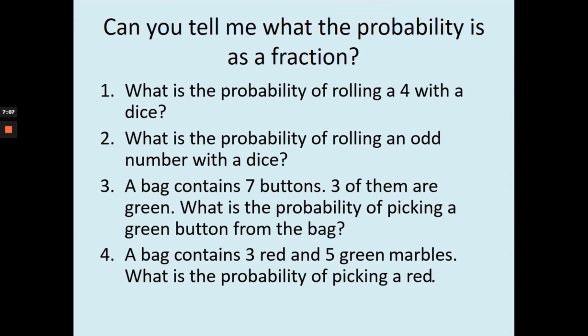Okay, I said I would go through one of them with you, so I'm going to go through question 1. What is the probability of rolling a 4 with a dice? So stage 1 would be count how many possible outcomes there are, so how many sides on a dice. So there are 6 sides on a dice. You then need to calculate the outcomes that you're interested in, so how many 4s are on the dice. That would be 1. So the probability of rolling that one would be 1 over 6. 6 sides on the dice, 1 over 6.